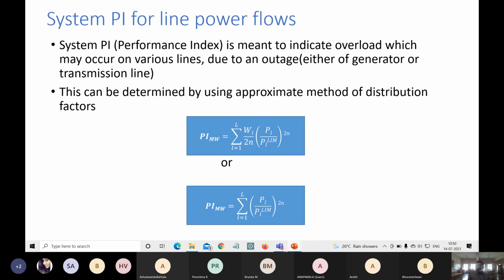So this WL is the non-negative weightage factor, which may be used to reflect the important lines in the system. Important lines are normally used as our tie lines. So tie lines are some of our important lines, and the transmission line with the most weightage factor will be given by the factor WL and PL. Here PL is the load flow, or you can say power flow, measured in megawatt, for a particular line L.